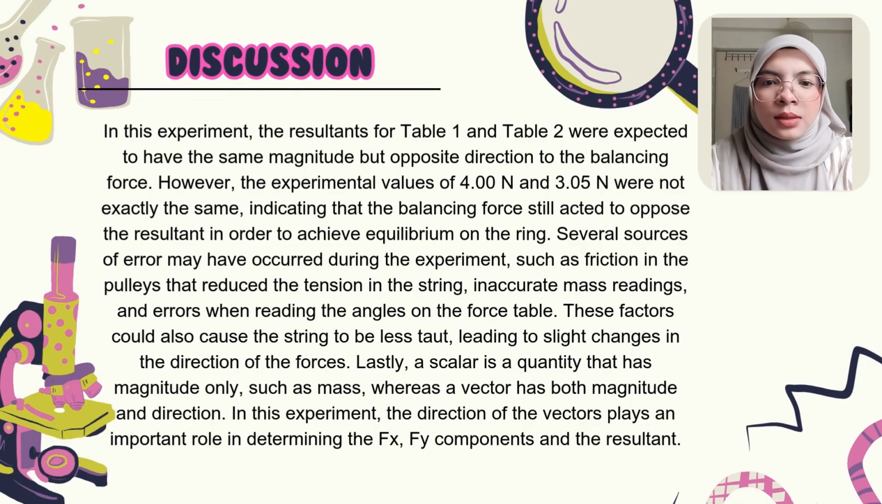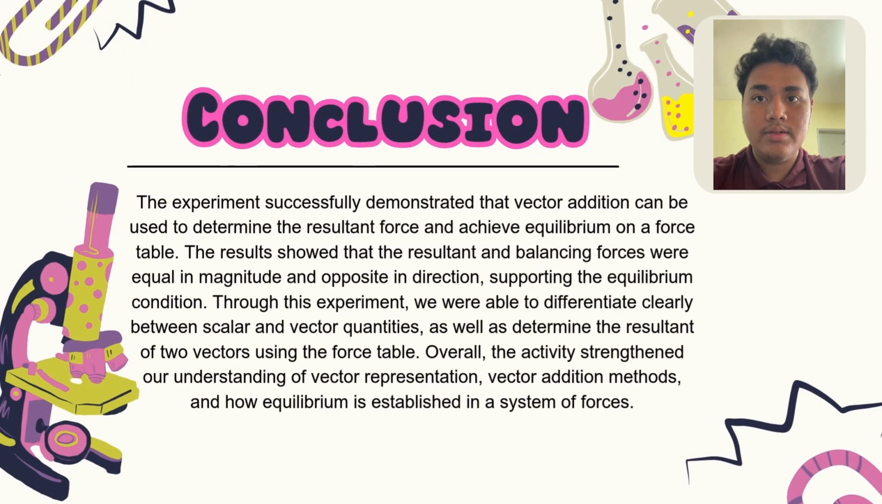Conclusion: the experiment successfully demonstrates that vector addition can be used to determine the resultant force and achieve equilibrium on a force table. The results show that the resultant and balancing force were equal in magnitude and opposite in direction, supporting the equilibrium condition.